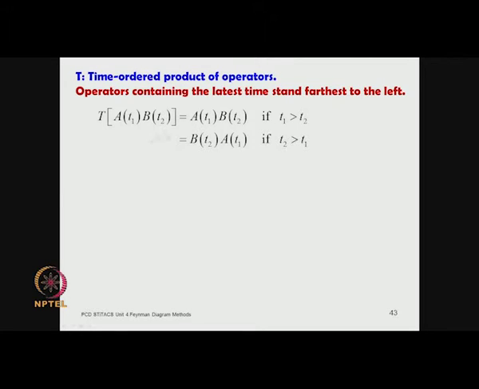So, what does it do for two operators? If you have two operators A and B, one at t1 and the other at t2, and if t1 is greater than t2, then A will stand to the left of B. If t2 is greater than t1, then B will stand to the left of A. Okay, that is what this operator is doing. If t1 is equal to t2, it is the same, so it really does not matter.